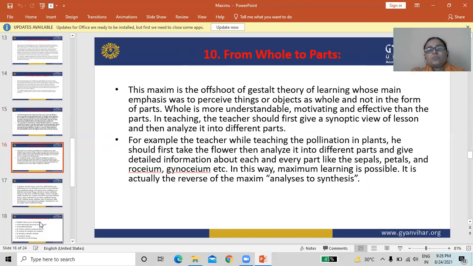From whole to parts. The maxim is the offshoot of Gestalt theory of learning, whose main emphasis was to perceive things or object as whole, not in the form of parts. Whole is more understandable, motivating, and effective than the parts.